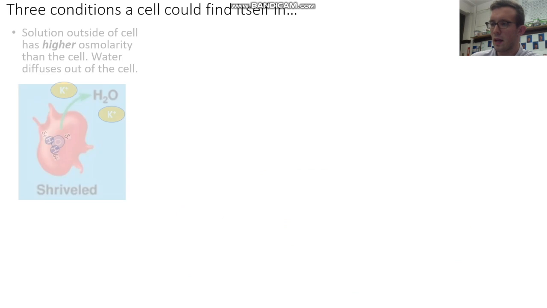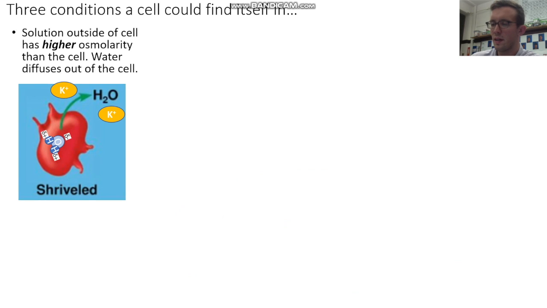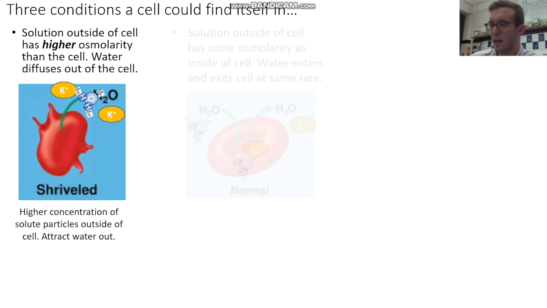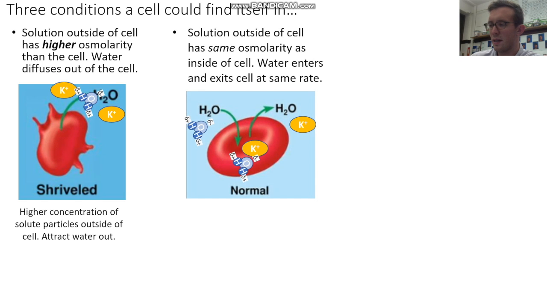But there's three conditions really that a cell could find itself in. It could find itself in a solution in which the outside of the cell had a higher osmolarity than the inside of the cell. That is, there's a higher concentration of dissolved particles outside of the cell, which would attract water out. The cell could also be in a solution that has the same osmolarity as the inside of the cell. That is, there's equal concentration of the dissolved particles both inside and outside the cell.